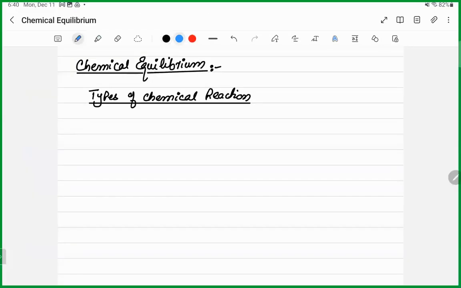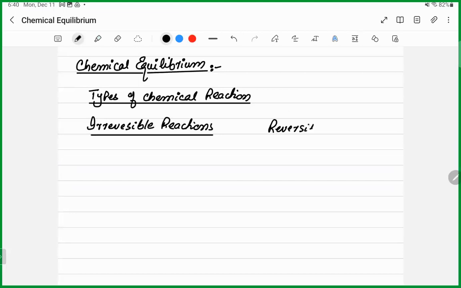Okay. So in chemical equilibrium, basically we have two types of reaction. The first one is called irreversible reaction, and the second one is called reversible reaction. They normally ask the definition of a reversible reaction in exam.